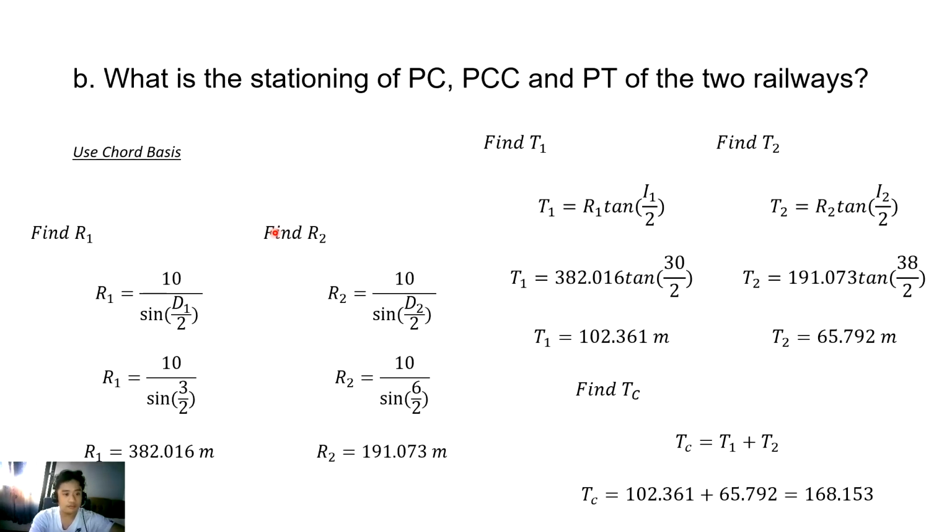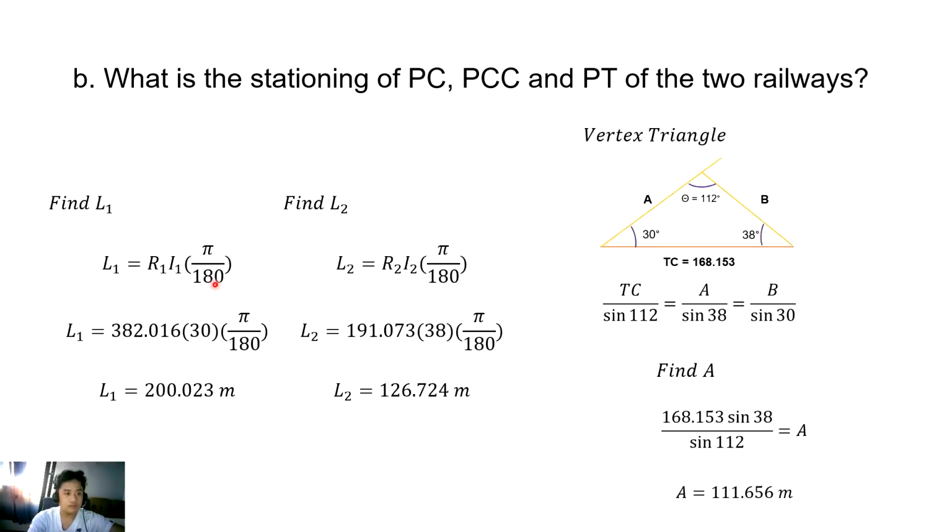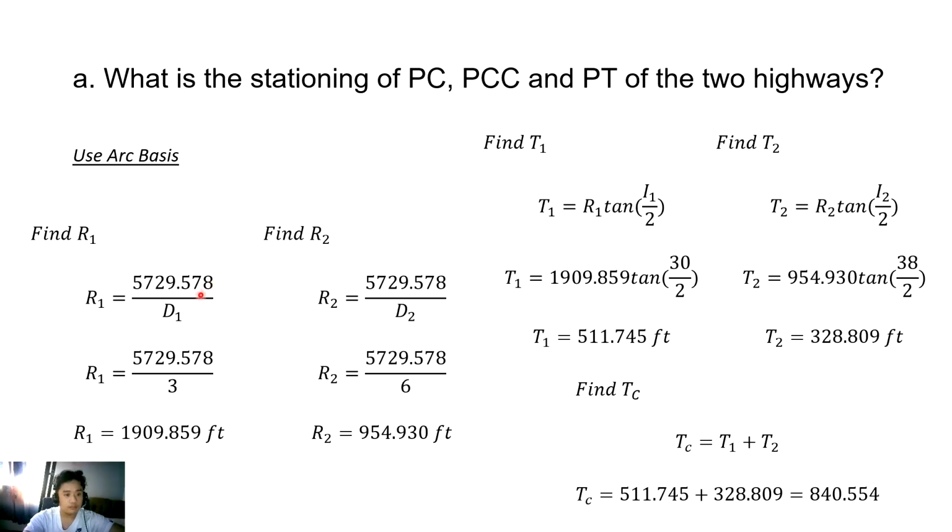Tama. Yan, tinimes lang natin to sa 5. Kaya nakuha natin itong 5,729.578. Then, substitute natin yung D1, which is yung 3, and we'll get 1,909.859 feet, since ito ay English.